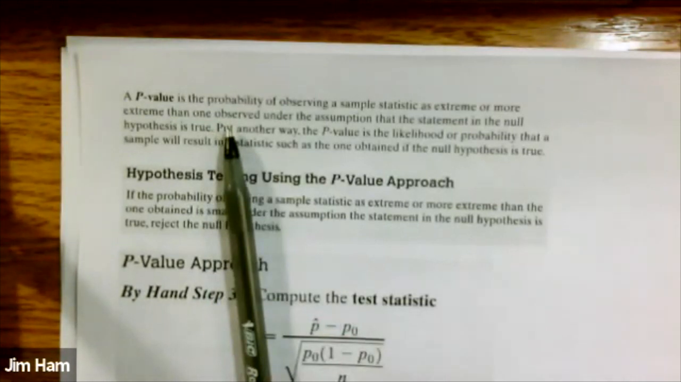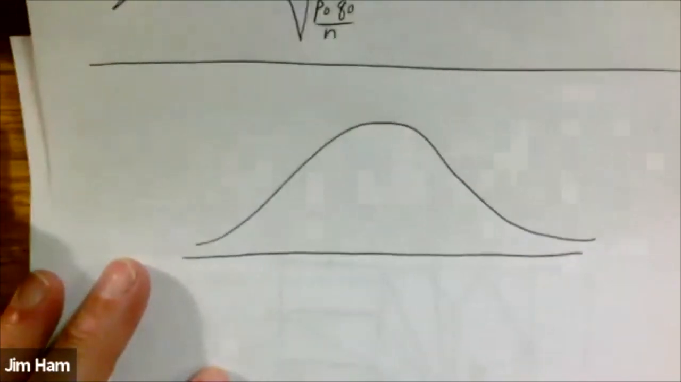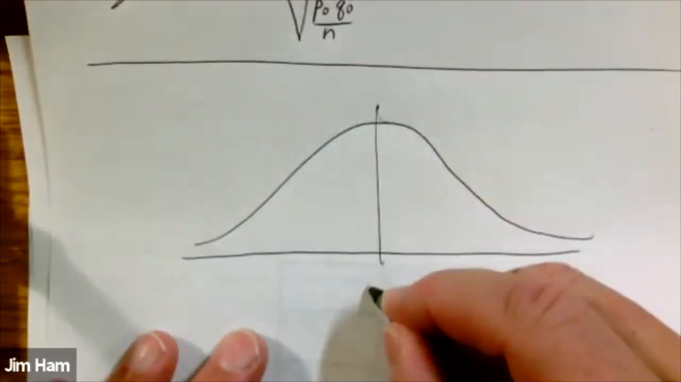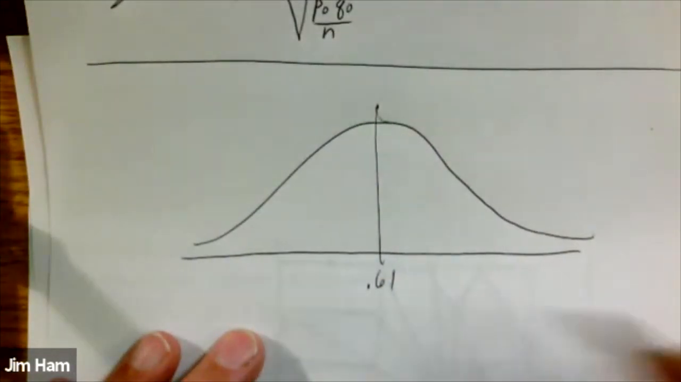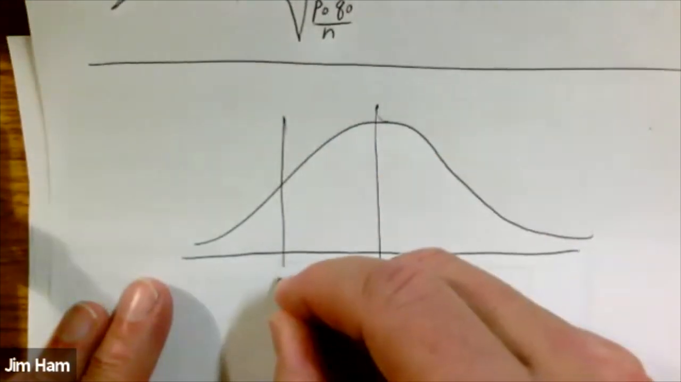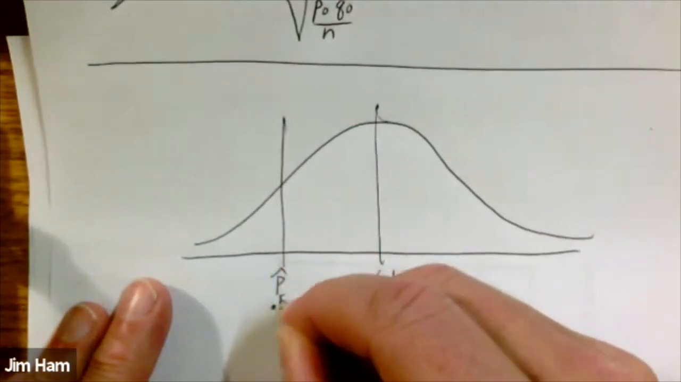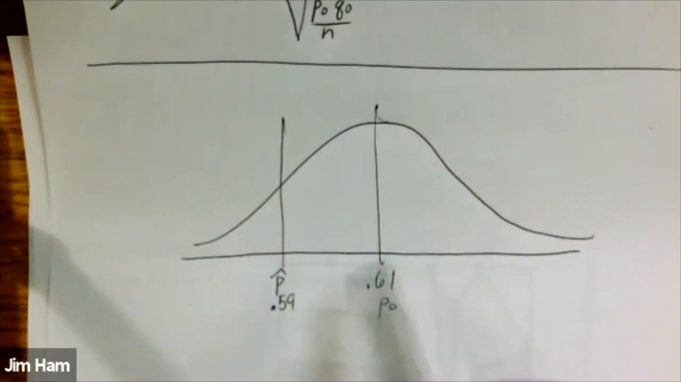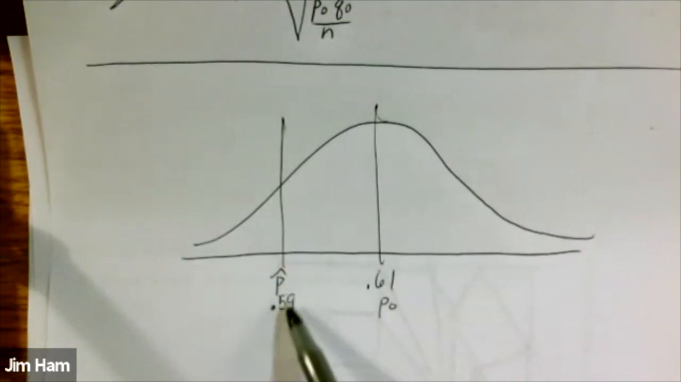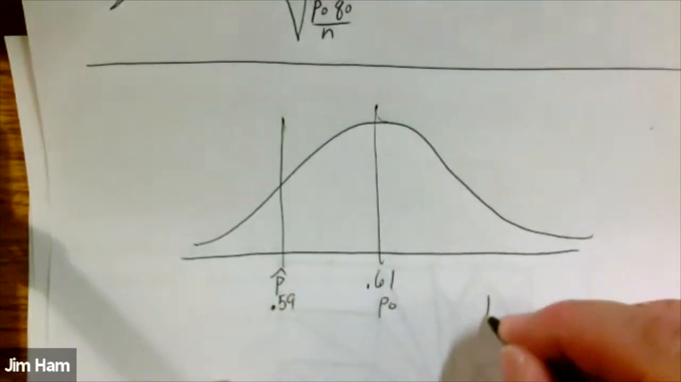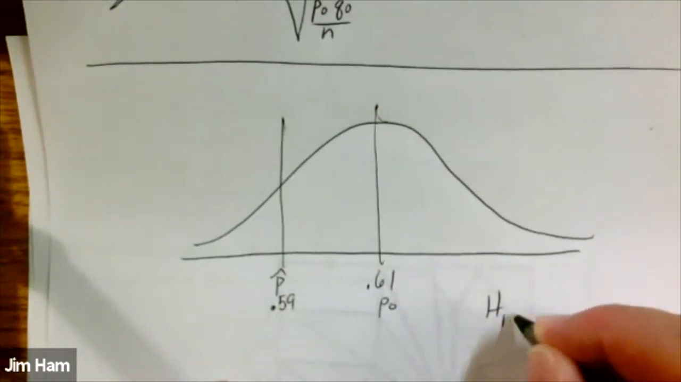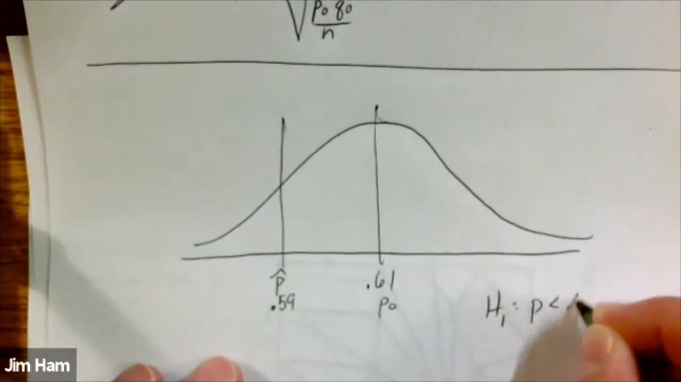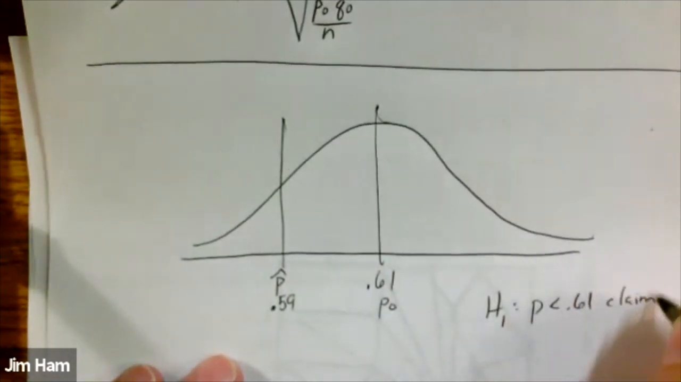So let me draw this picture again so I can give you the p-value. Here was the 0.61. And then over here somewhere, we found the p-hat to be 0.59. So this is the p0 that appears in the null hypothesis, and here is the 0.59. Now, I purposely didn't draw the line in the sand here, but we do know that the alternative hypothesis is that p is less than 0.61, and that is our claim.